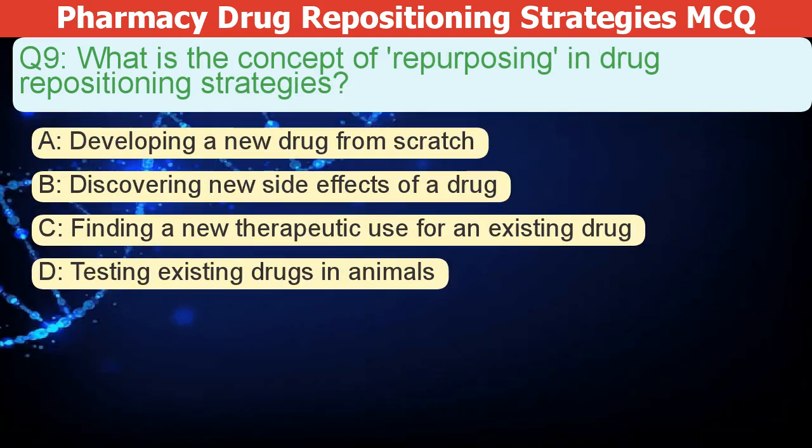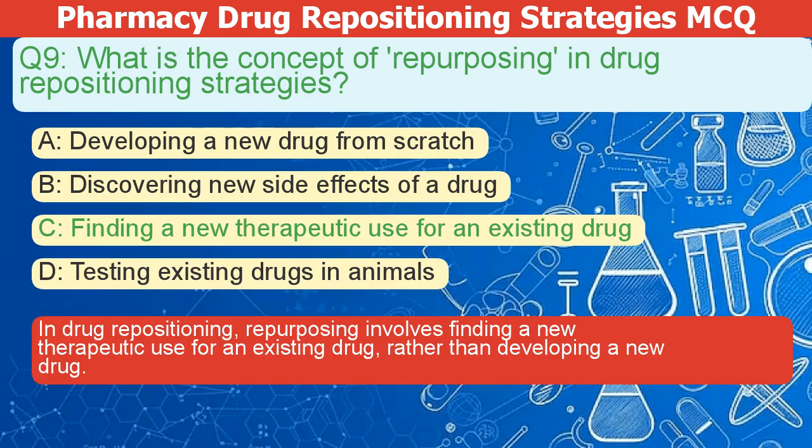What is the concept of repurposing in drug repositioning strategies? A. Developing a new drug from scratch. B. Discovering new side effects of a drug. C. Finding a new therapeutic use for an existing drug. D. Testing existing drugs in animals. The correct answer is C. In drug repositioning, repurposing means finding a new therapeutic use for an existing drug, instead of developing a new one.